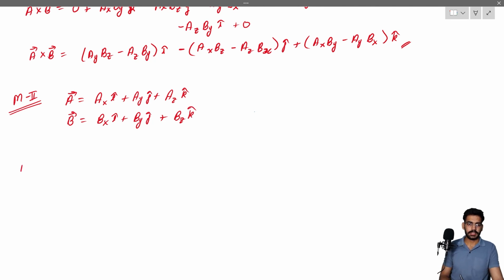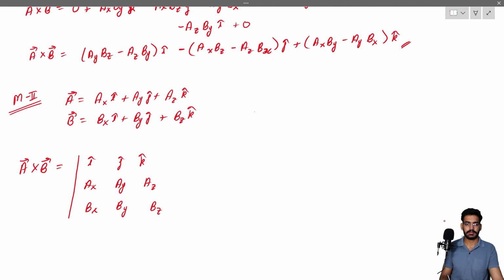The second method is using a determinant. A cross b is equal to the determinant of i j k in the first row, and the first vector you place in the second row: ax, ay, and az, and then the second vector bx, by, and bz. That's how. I hope this is understood. Now how do we solve a cross b?